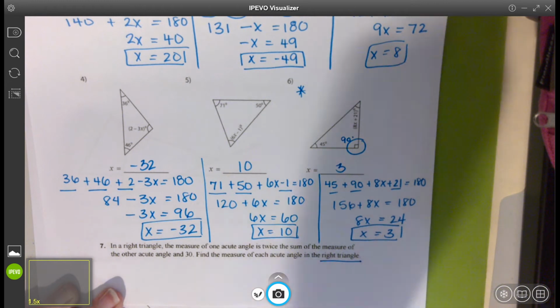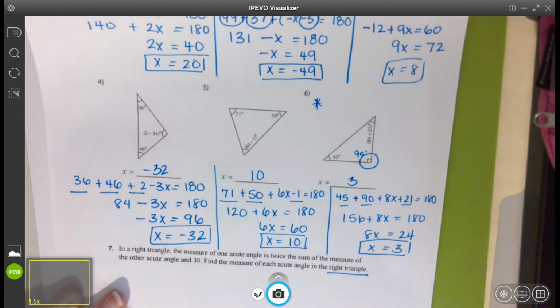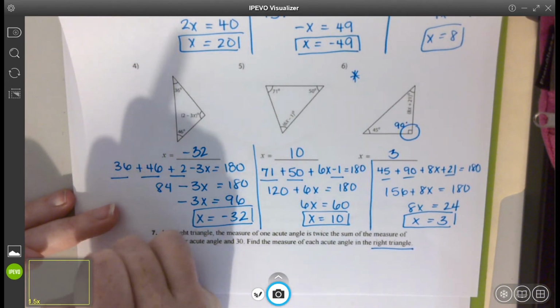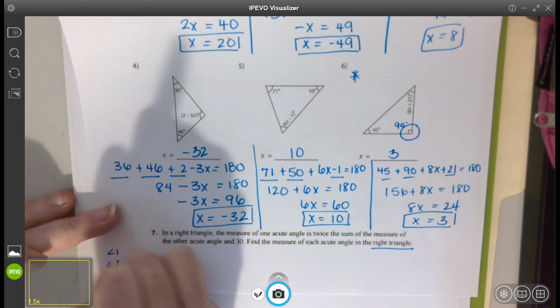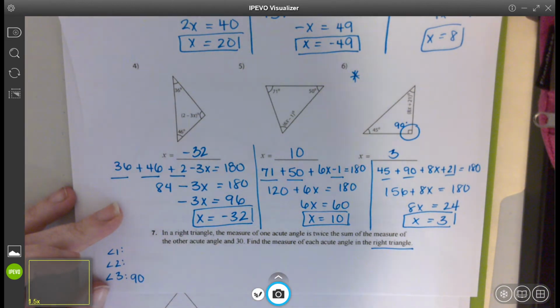So they're telling you that you have a right triangle. Right off the bat, you should know that you have 3 angles and one of them is 90. So I'm actually going to write angle 1, angle 2, angle 3. I'm going to make angle 3 the 90 because that's our last angle. We don't need to really do anything with that right now.